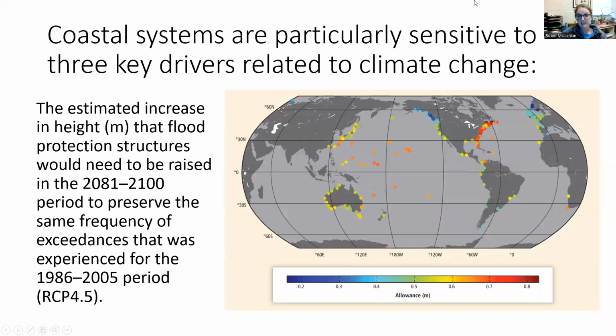Now, because we are expecting the sea level rise, this means that the structures that we have on our coast that block flooding, such as seawalls and revetments, will no longer be good enough to prevent flooding. This graph is showing how much taller all of our coastal structures will need to be in order to maintain the same frequency of flooding. And you'll notice that we on the US East Coast are in the prime area of needing to increase the height of our coastal structures.